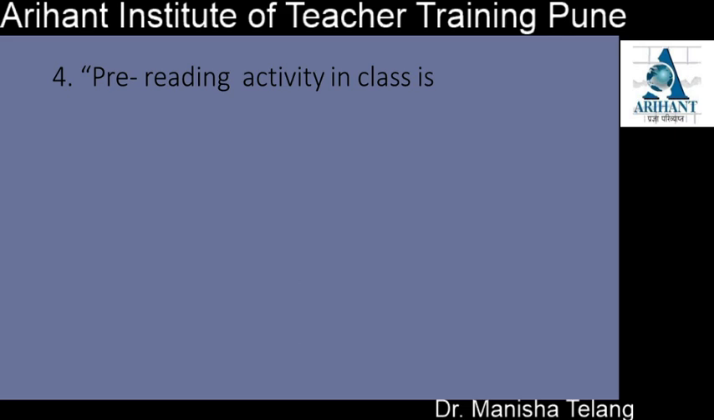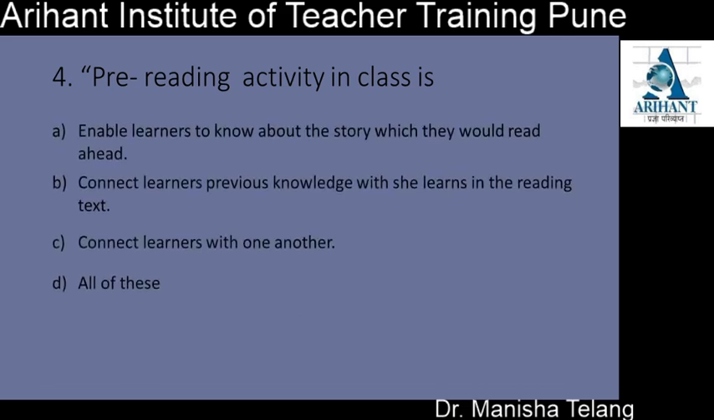Pre-reading activity in class is: option A, enable learners to know about the story which they would read ahead. Option B, connect learners' previous knowledge with what they learn in the reading text. Option C, connect learners with one another. Option D, all of the above. And the correct option is option B, connect learners' previous knowledge with what they learn in the reading text.